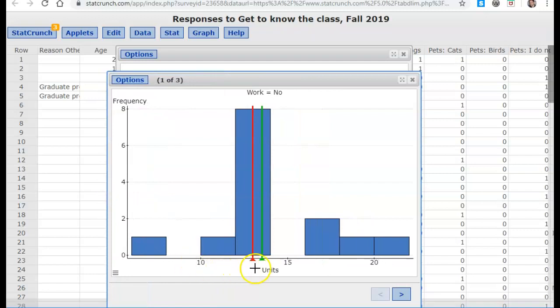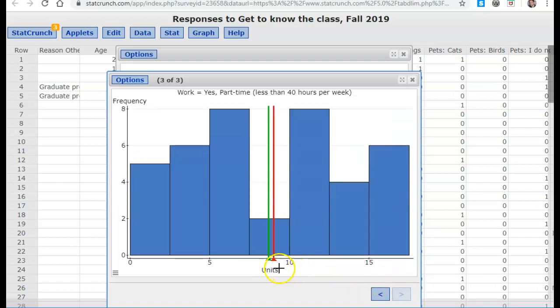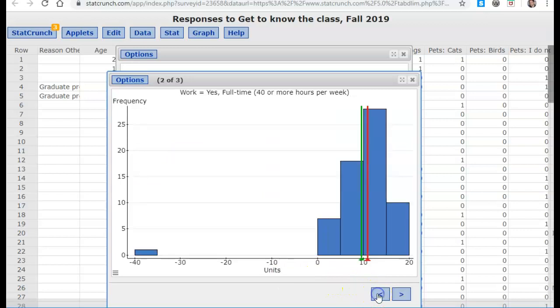I can see that the median for people who are not working is 13 units. The median for people who work full-time is 11 units. And the median for people who work part-time is 9 units. This is not what I hoped to see.